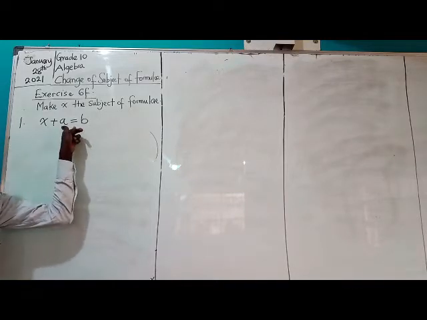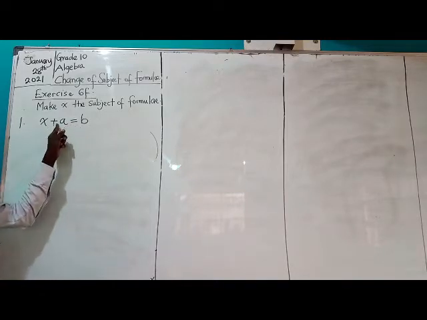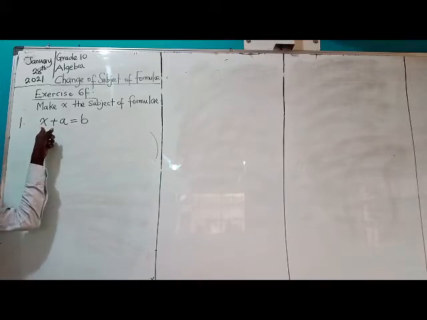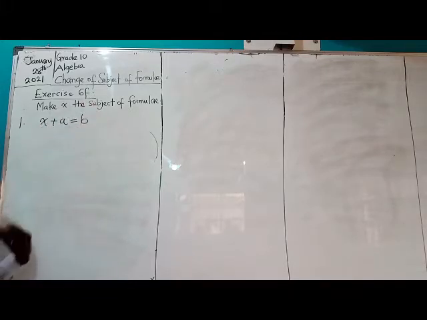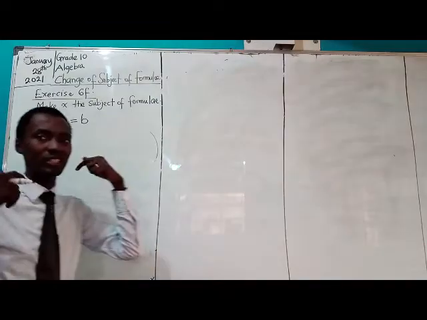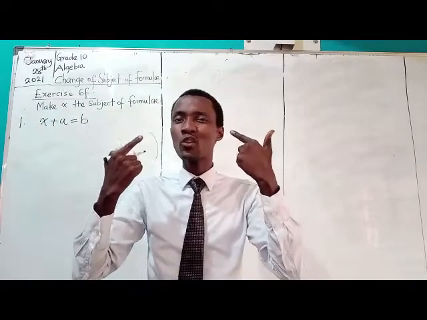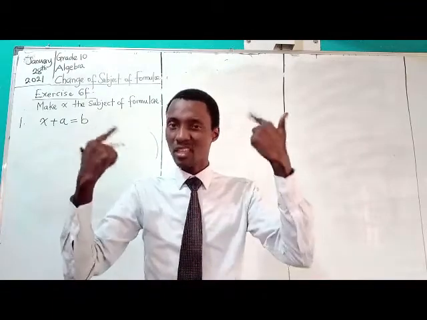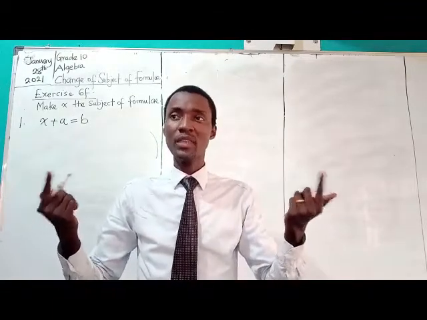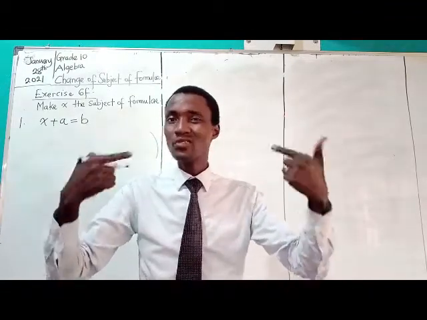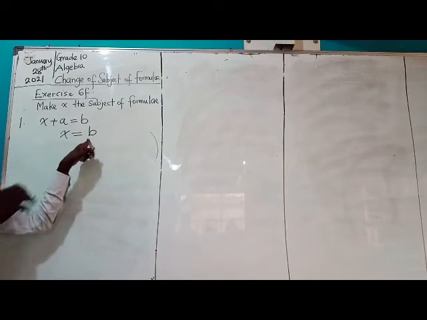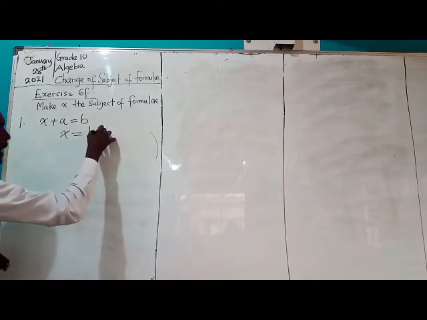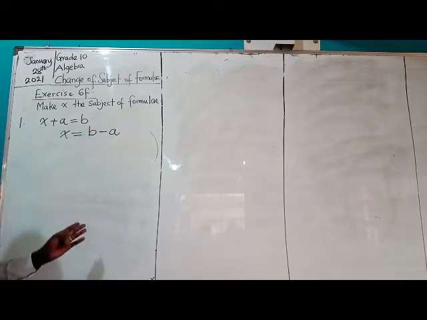We don't need A. What is A? A is added to X. If A crosses equality, what does it become? It becomes negative. So in solving this, you need to apply your knowledge of what? Additive inverse. So you just move this and X becomes equal to B, what you have on your right hand side, minus A. And that takes care of that problem.